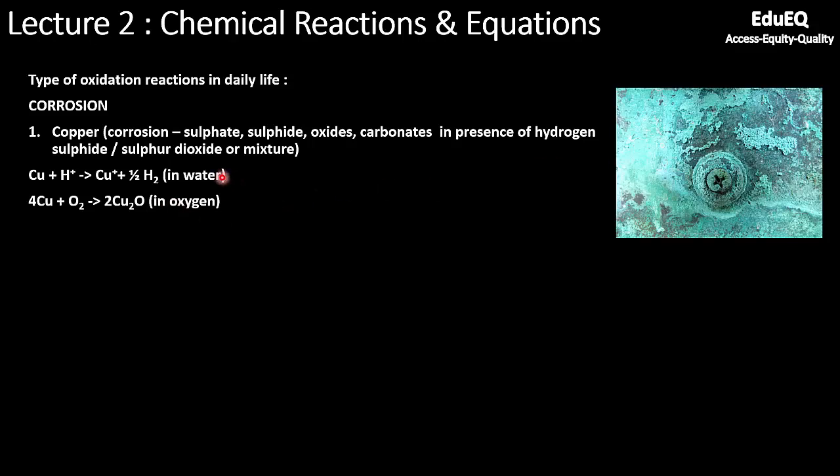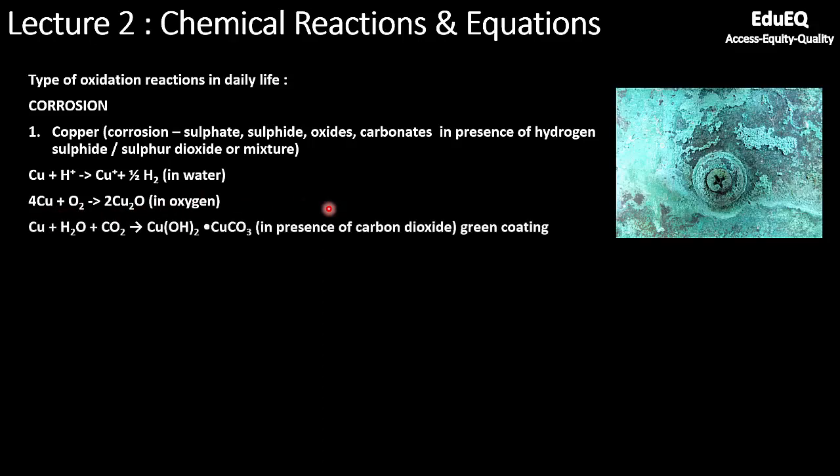For example, in water, copper will predominantly form Cu+ ions, and in the presence of oxygen, in both cases, the oxidation state of copper is +1, and the predominant compound formed is Cu2O. So if you have only water and no oxygen, there is still a chance that copper will corrode. And in case you have sufficient oxygen, then the predominant product would be Cu2O.